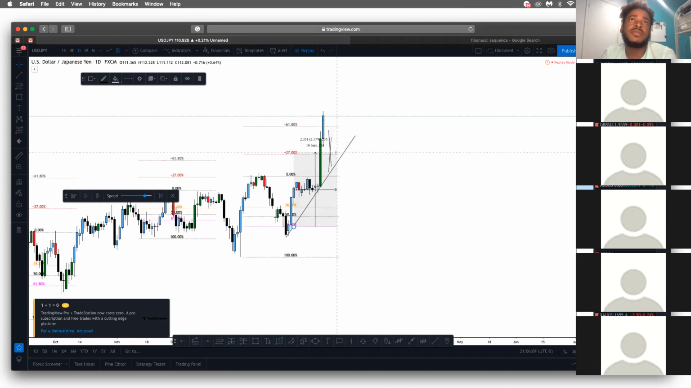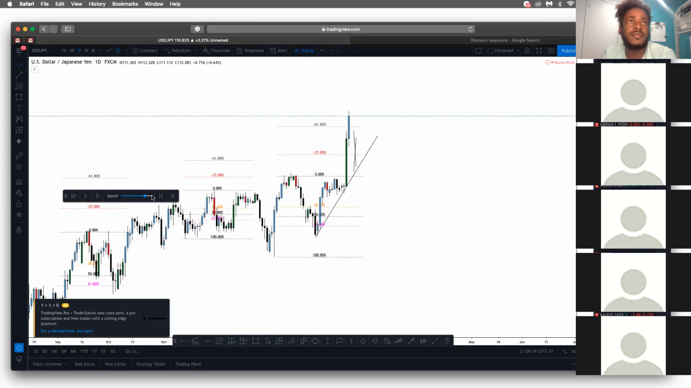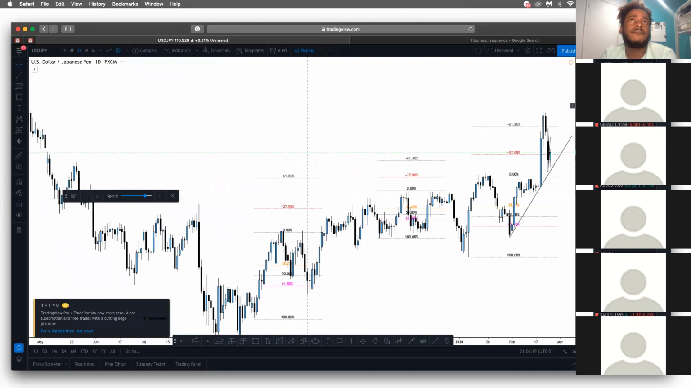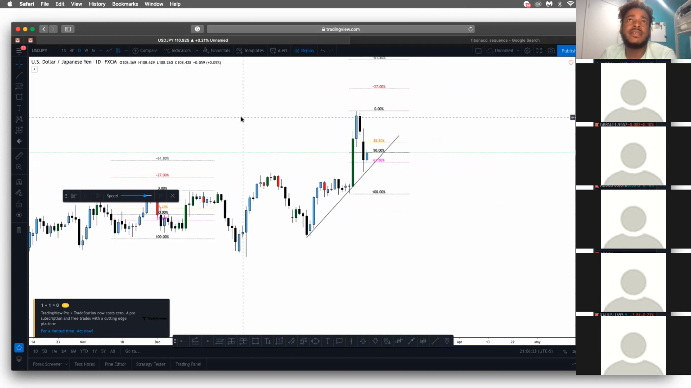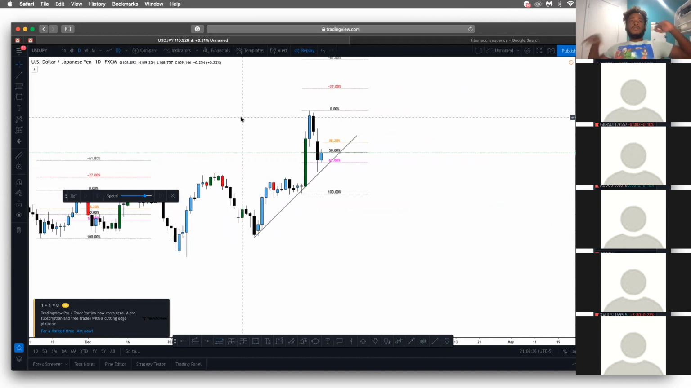300 pips, 230 pips, right? So, we would have done here, drawing your Fibonacci tool again, and now we're at present day, right? So, we have the market reacting to 61.8.